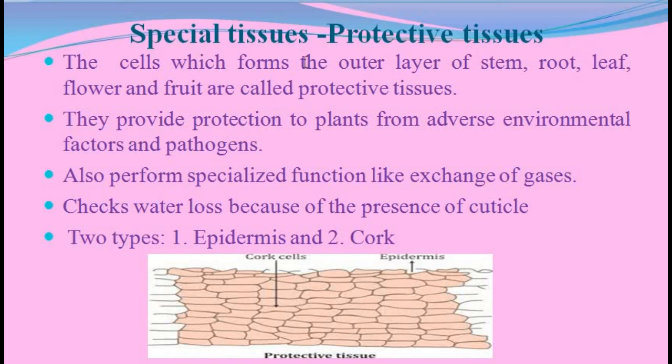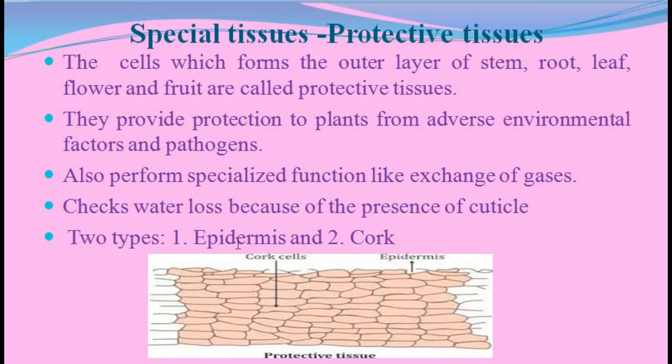Then third category in the permanent tissue is called the special tissues. Special tissues include 2 types of tissues, protective tissue and glandular tissue. So first, the protective tissues: the cells that form the outer layer of the stem, root, leaf, flower and fruits are called protective tissues. They are of 2 types, epidermis and cork.